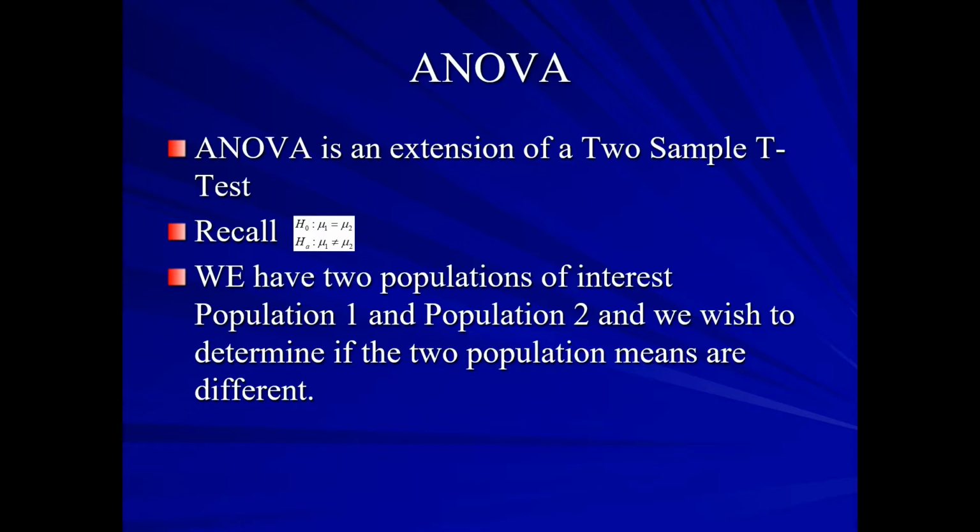Today we're going to begin discussing the topic of ANOVA. Now, ANOVA is an extension of a two-sample t-test. Recall in a two-sample t-test, we had a null hypothesis that said mu1 equals mu2, and an alternative hypothesis, mu1 was not equal to mu2. We had two populations of interest, and we wanted to determine if these population means are different.